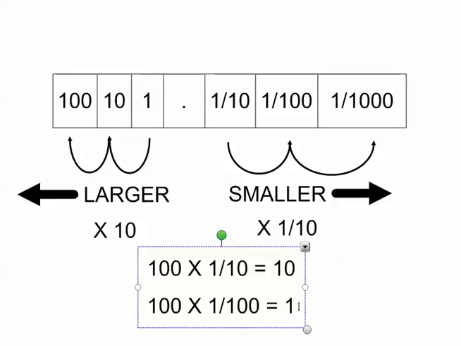So the big thing that you need to remember here is that as we move from right to left, the values are 10 times larger. As we move from left to right, the values are 1/10 smaller. We're multiplying by 1/10.